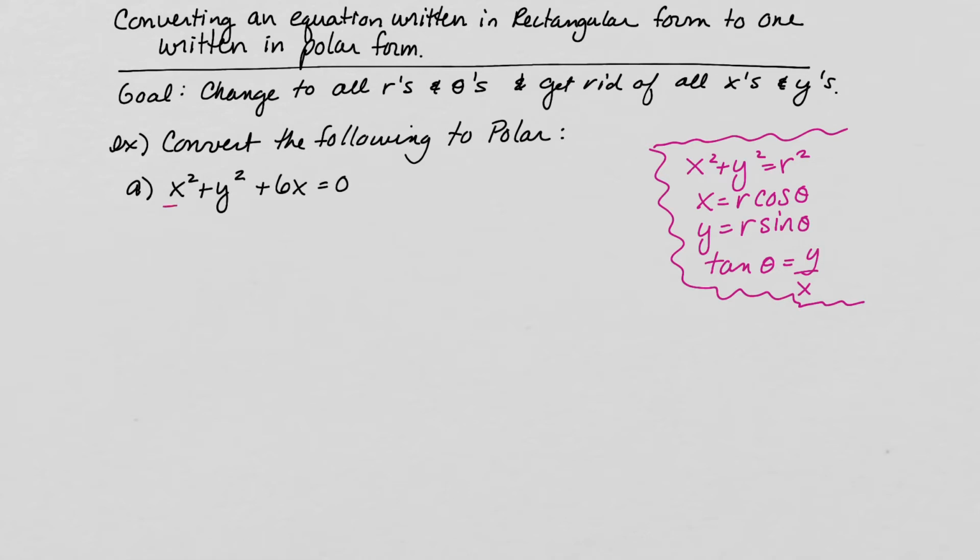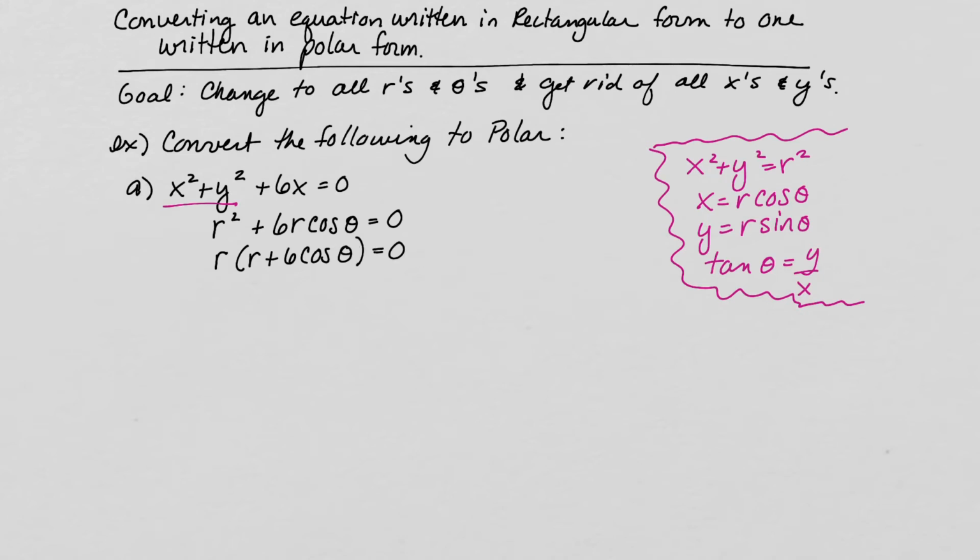So if you notice over here, I happen to have an x squared plus y squared, and I know that x squared plus y squared is r squared. And then I know an equation for x. So we're going to have r squared plus 6 times x, which is r cosine theta, equal to 0. If there's something you can factor out, you kind of want to do that in these problems. So I could factor out an r: r times (r plus 6 cosine theta) equals 0.